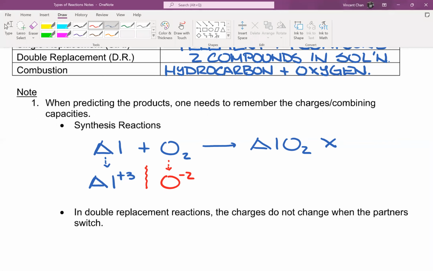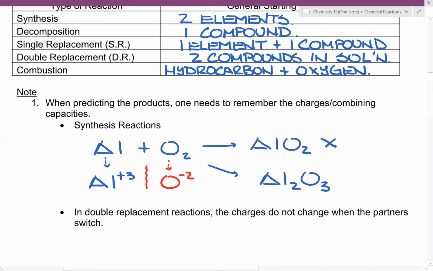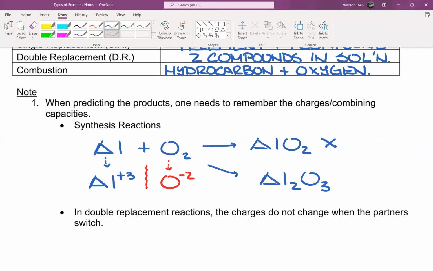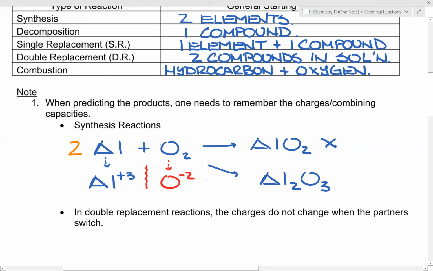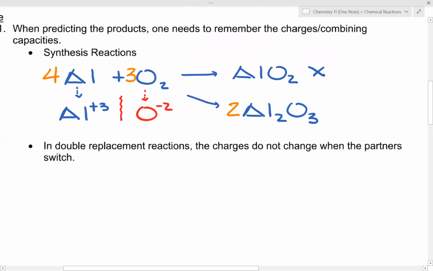And so in this case you get a formula of Al2O3. This is good. What's even better is if you can balance the equation. So this will be 4 Al plus 3 O2 gives 2 Al2O3. The same thing goes for all different types of reactions, but especially the double replacement reactions.